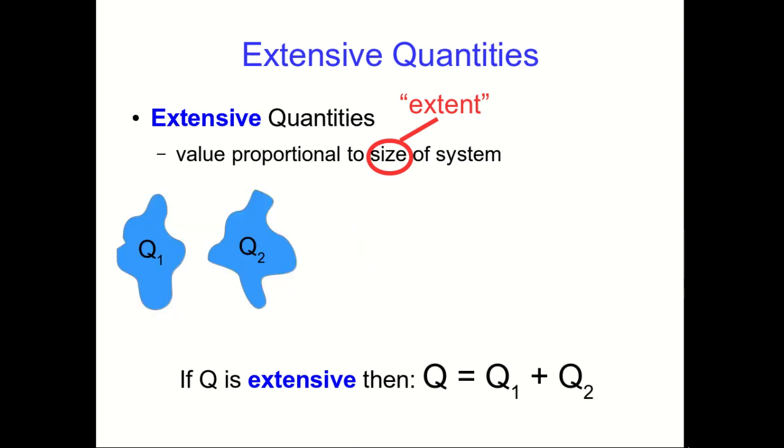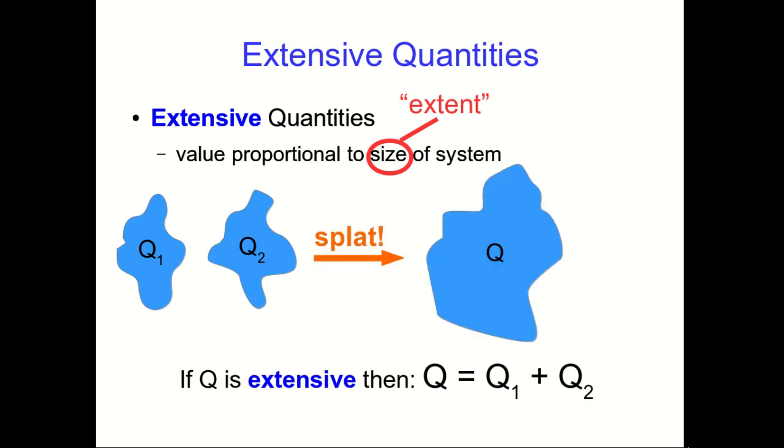Similarly, if we start with two systems and we mash them together, or rather than actually physically combine them, think of them as a single system instead of two separate pieces, again, the value of Q for the total is the sum of Q1 and Q2, if Q is an extensive quantity. So let's look at an example.